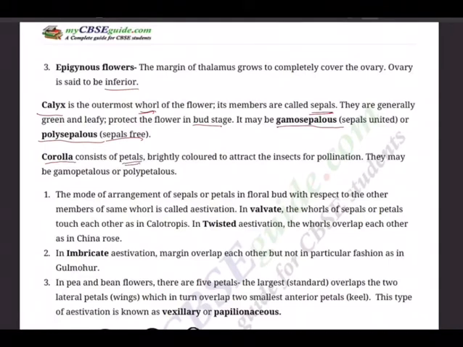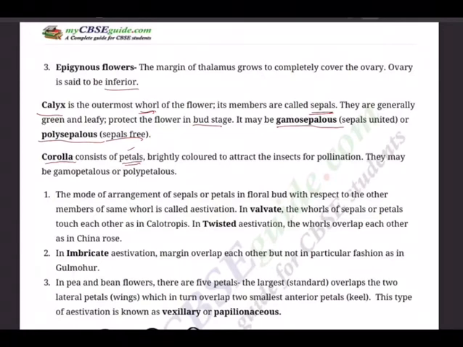Next, the second whorl is called corolla, and it consists of very colorful, fragrant petals. So remember PC, personal computer, petals colorful. If petals are colorful, sepals are green. That's how you must remember. And petals, of course, give a lot of color and beauty to the environment. Not only that, they give us a lot of business also. People extract perfumes from the petals and do the business of body sprays. So petals are colorful and fragrant.